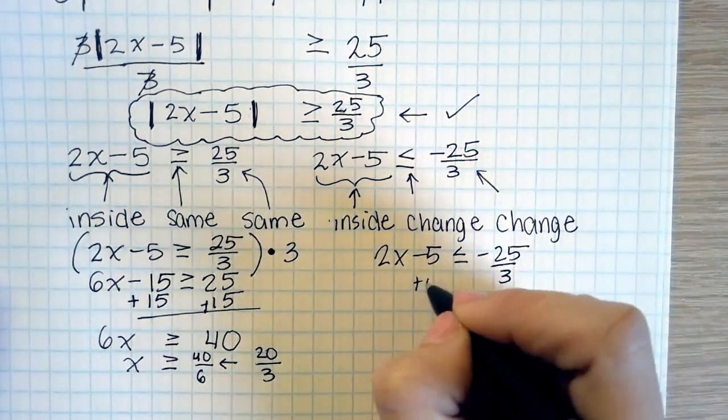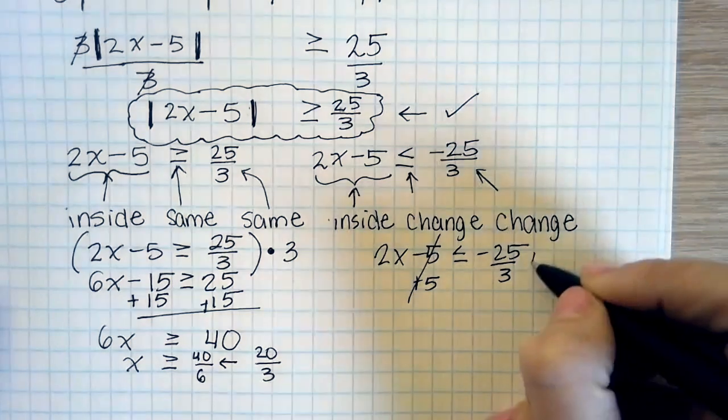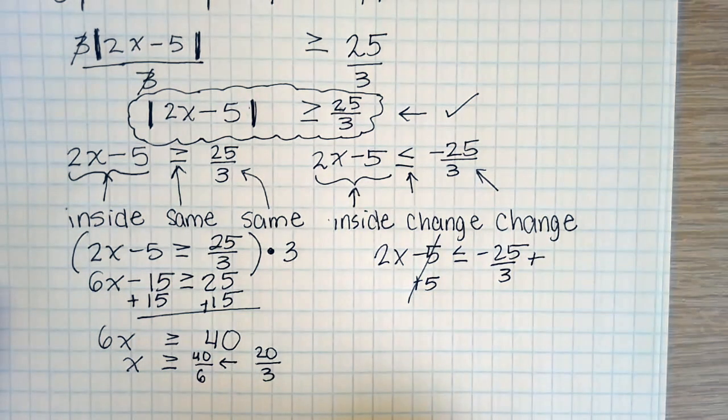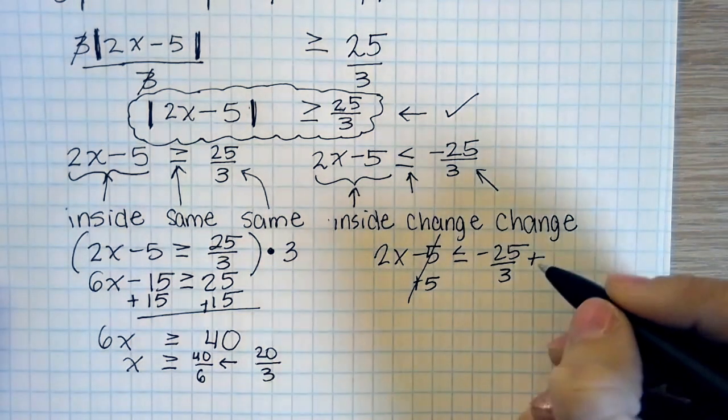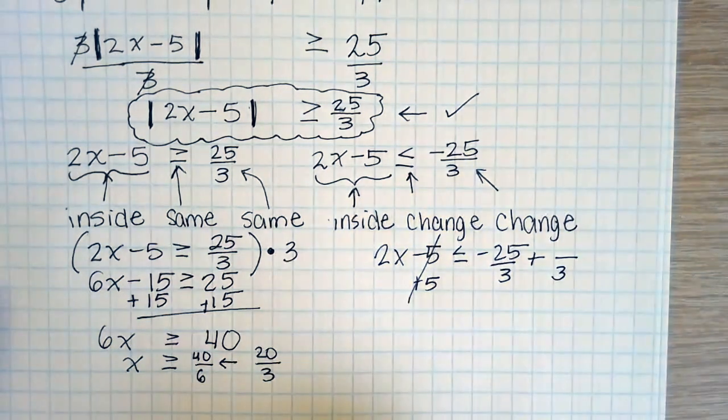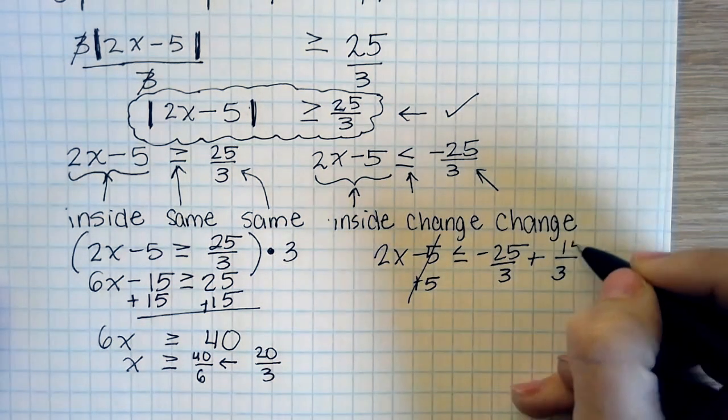If I add 5 to the other side, because I'm trying to get x alone, I'm not going to write plus 5. Instead, I'm going to write plus something over 3. What over 3 is equal to 5, Reuven? 15. So I'm going to write that instead.